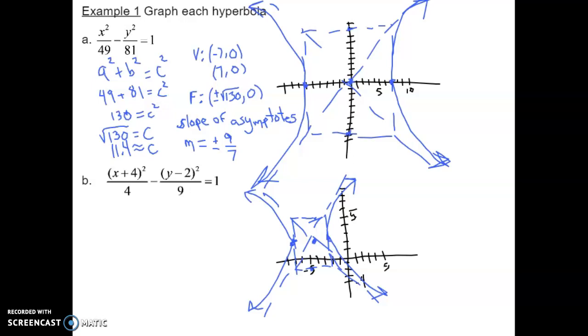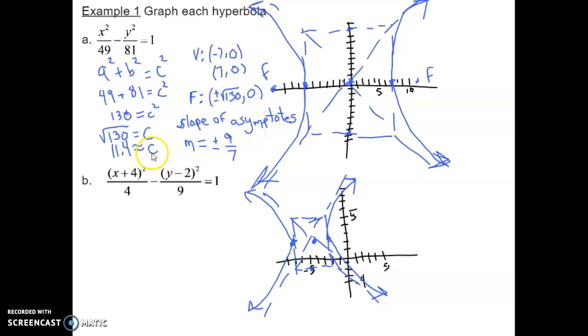All right, so I went back to a and figured out c, that distance to the foci. So using our equation, a squared plus b squared equals c squared, you get the square root of 130, which is like 11.4. So if I go 11.4 units to the right, that's one focus. So this hyperbola is opening around that focus. And then 11.4 over here to the left, this hyperbola is opening around that focus.